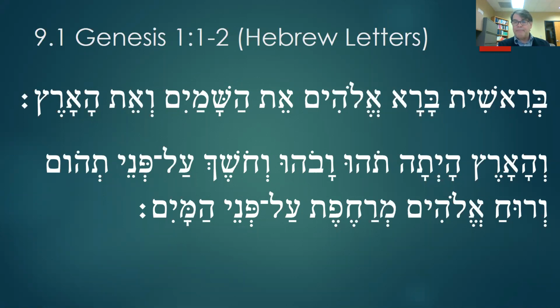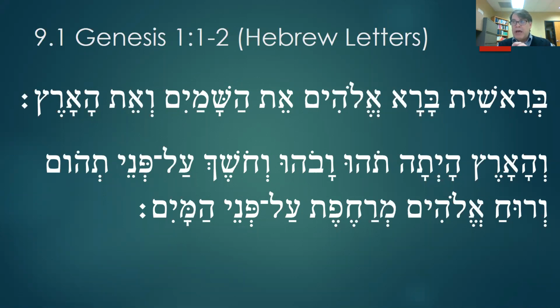Okay, so next word: bet, hardening dagesh, qamets, resh, qamets, aleph. Again, this is a quiescent aleph with the qamets long vowel here. So bara. You may know bara from theology. This is the word for create.